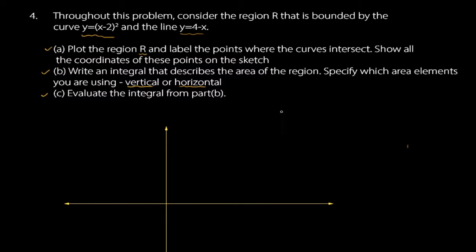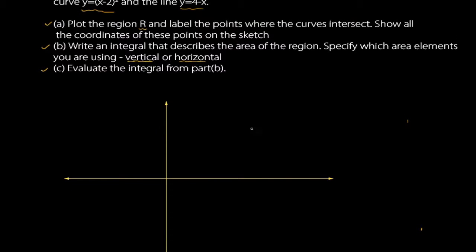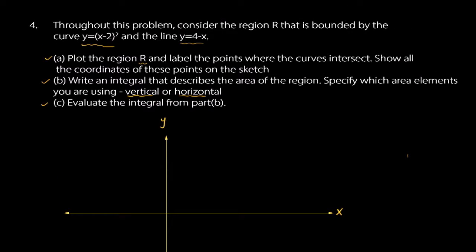So as usual, the very first thing you want to do is draw your x and y axis. That has been pre-sketched here, so let me go ahead and label this. This is going to be my y axis and this is going to be my x axis. Now I go back to the problem statement. It tells me that the region is bounded by y equals (x minus 2) all squared and the line y equals 4 minus x. So I'm going to sketch y equals (x minus 2) squared first.